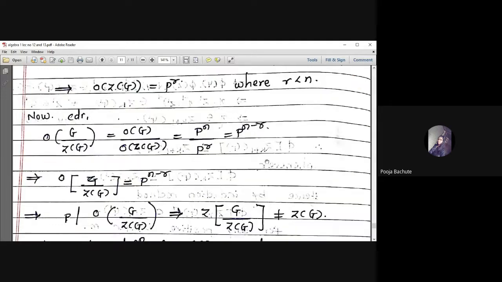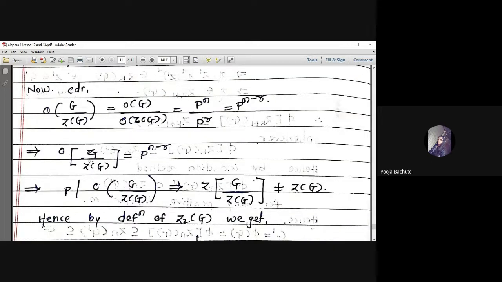Okay, so what we have then, order of G upon ZG is equal to p raised to n minus r. It implies that P divides order of G upon ZG. Is it correct? Does P raised to n minus r divide it? Yes, sir. Obviously. It implies that the center of that group, Z of G upon ZG, is not equal to ZG. Again, the center of this group.